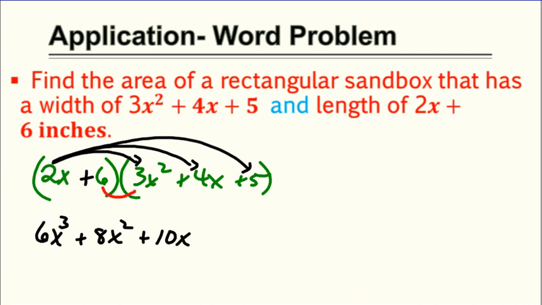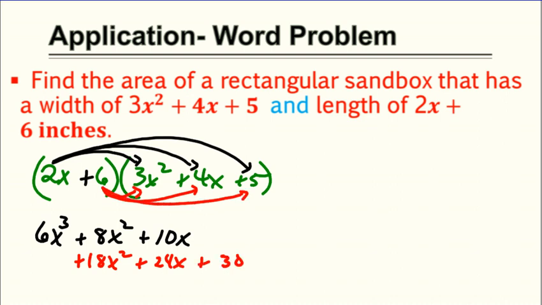Then we have 6 times 3x squared, which is positive 18x squared. So I'm going to put that here, positive 18x squared. 6 times 4x is a positive 24x. And 6 times 5 is a positive 30. The rest I'm just going to add our zeros in. So this is 0x cubed.